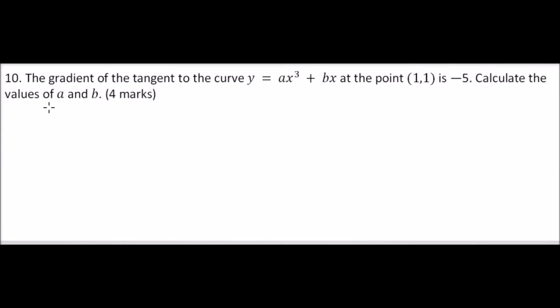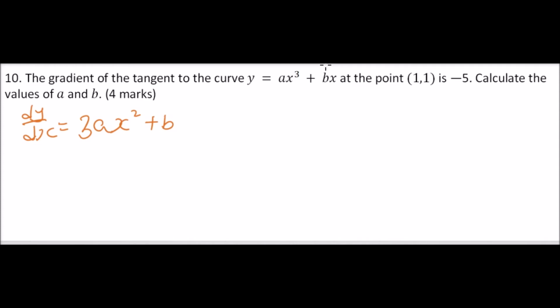In this question, we are told the gradient of the tangent to the curve y is equal to ax cubed plus bx at the point 1, 1 is minus 5. Calculate the values of a and b. So we can get the gradient of the curve dy over dx is equal to, we differentiate this. This will give us 3ax squared, then we have plus b, that is when you differentiate.